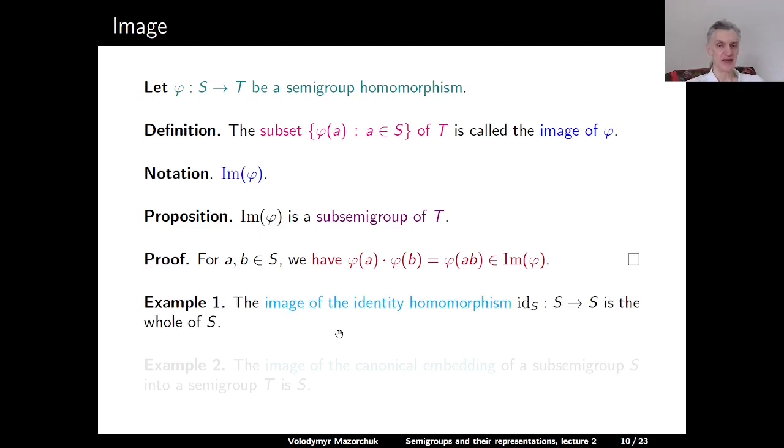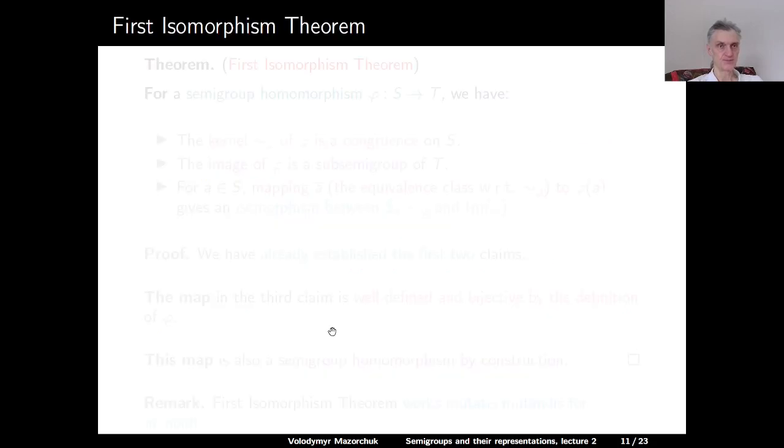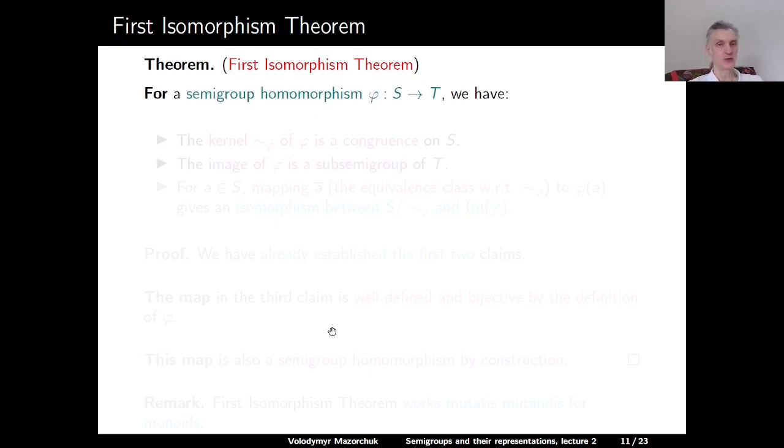Example 1, the image of the identity homomorphism from S to S is the whole of the semigroup S. Example 2, the image of the canonical embedding of some subsemigroup S into some semigroup T is again this subsemigroup S. Now we can formulate and prove the so-called first isomorphism theorem. Let phi be a semigroup homomorphism from a semigroup S to a semigroup T. Then we have the following. First of all, the kernel of phi is a congruence on S. Then the image of phi is a subsemigroup of T.